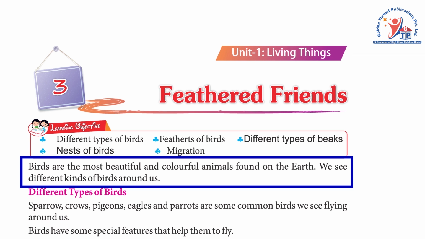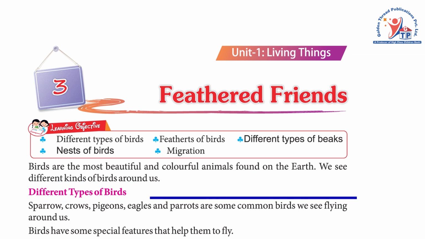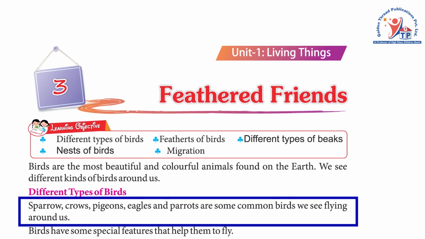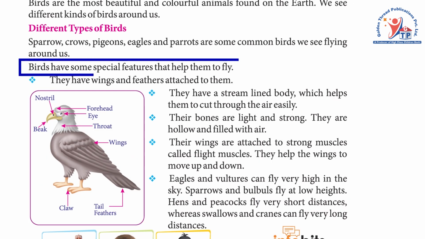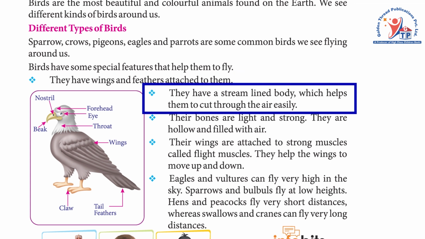We see different kinds of birds around us. Different types of birds. Sparrows, crows, pigeons, eagles and parrots are some common birds we see flying around us. Birds have some special features that help them to fly. They have wings and feathers attached to them. They have a streamlined body which helps them to cut through the air easily.